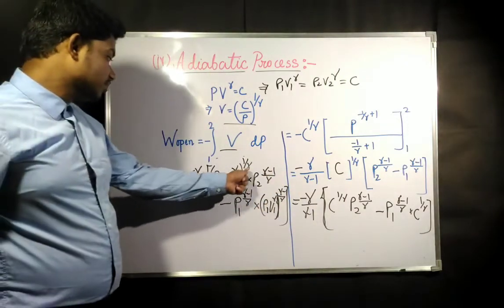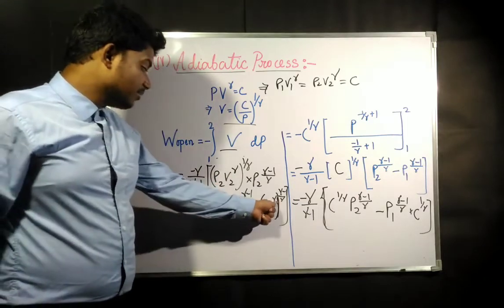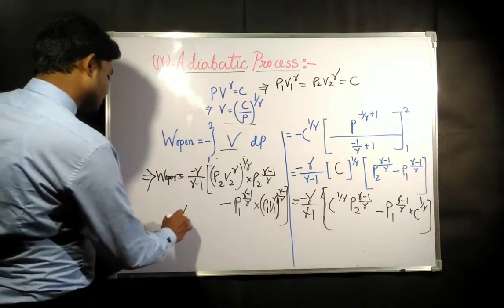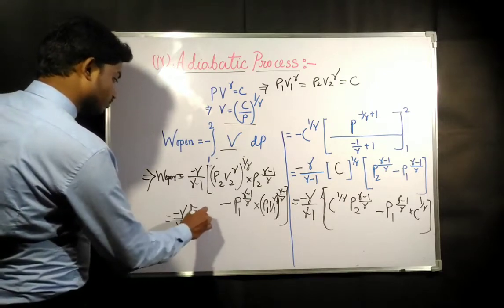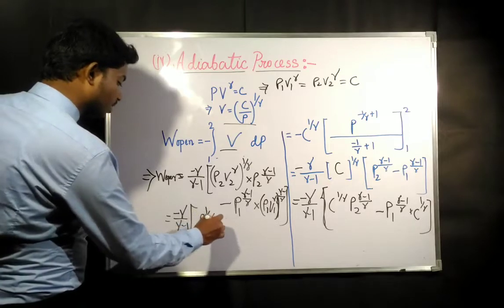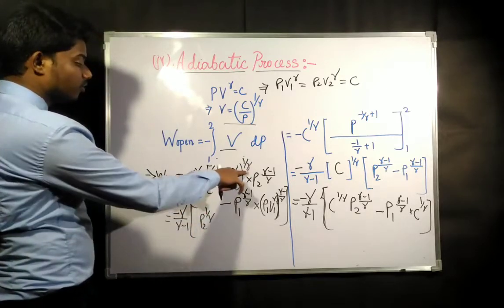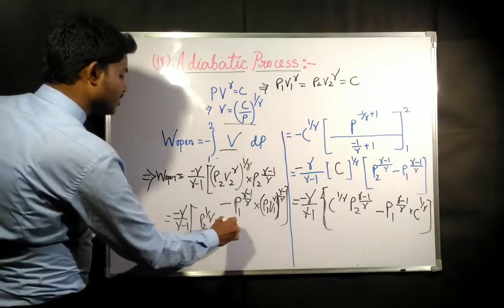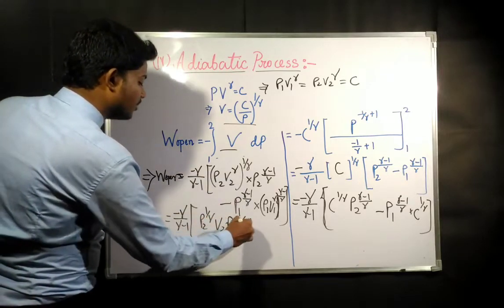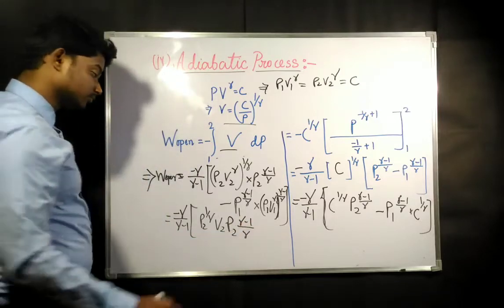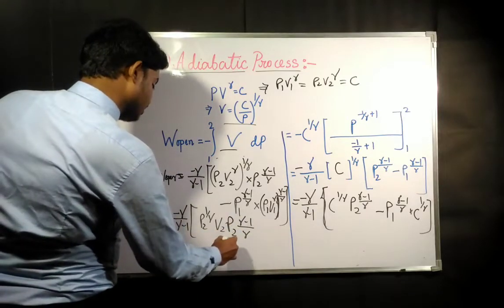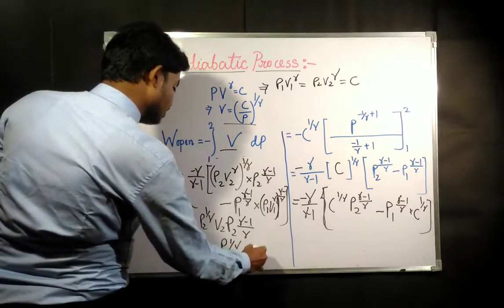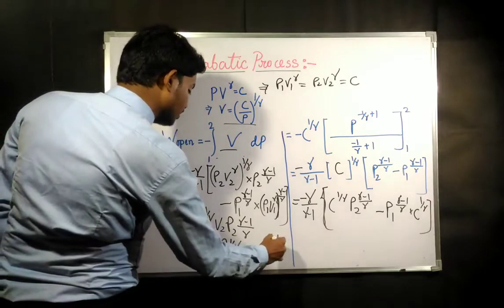Okay, now this gamma and this gamma will be cancelled. This gamma and this gamma will be cancelled. So whatever remains is gamma minus 1 into P2 to the power 1 by gamma. Okay, P2 to the power 1 by gamma, and V2 to the power gamma, the gamma is going to cancel, so only V2 will remain into P2 to the power gamma minus 1 by gamma. Okay, minus, again similarly, P1 into 1 by gamma into V1 into P1 to the power gamma minus 1 by gamma.